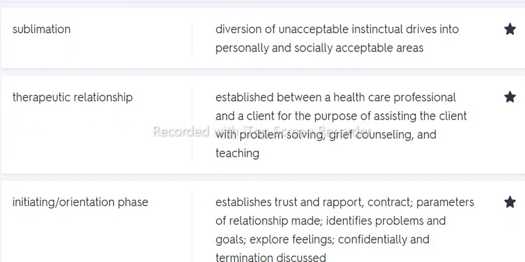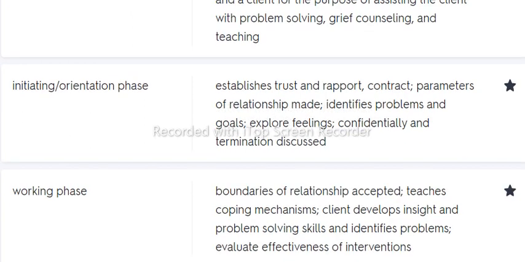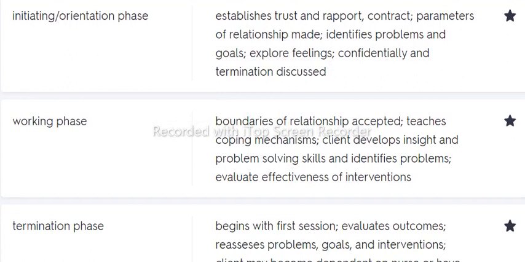Therapeutic relationship. Established between a healthcare professional and a client for the purpose of assisting the client with problem solving, grief counseling, and teaching. Initiating orientation phase. Establishes trust and rapport. Contract. Parameters of relationship made. Identifies problems and goals. Explore feelings. Confidentiality and termination discussed.